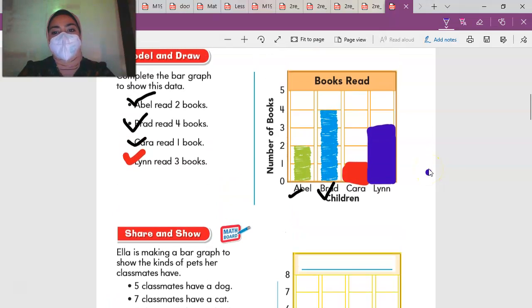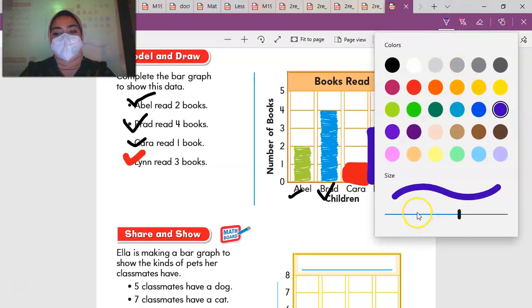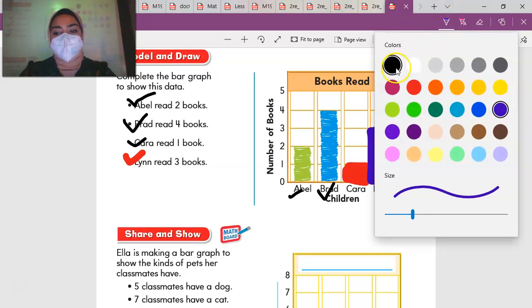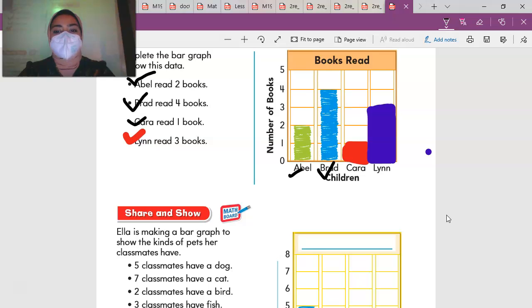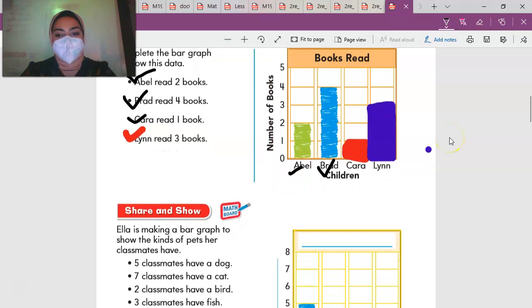All right, so your bar graph will look like this. The reason a bar graph is called a bar graph is because it looks like bars. The data is inputted to look like bars. A pictograph is where the data is inputted to look like pictures. A pictograph has a key. A bar graph does not have a key. A bar graph has a scale, which is where the numbers are.